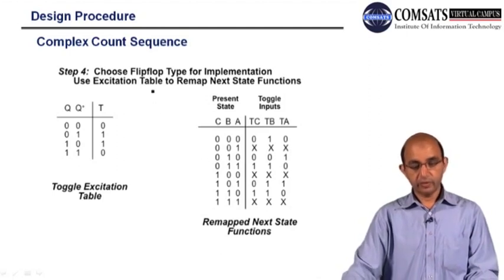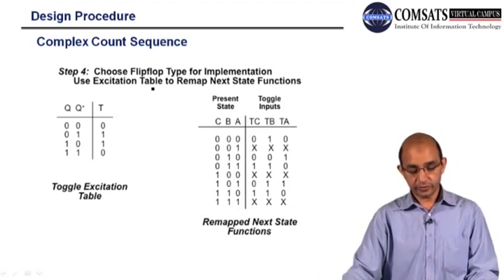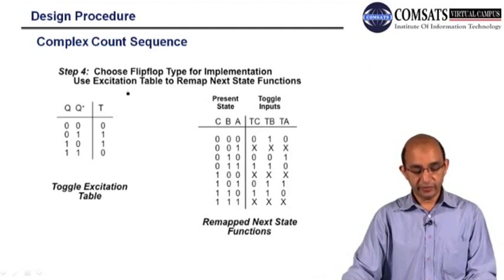we will be choosing the flip-flop. So here we have chosen the T flip-flop. We know the truth table for the T flip-flop: 0 0 no change, 0 1 1, 1 0 1, 1 1 0. So this is the excitation table. We have the excitation table for the T flip-flop.